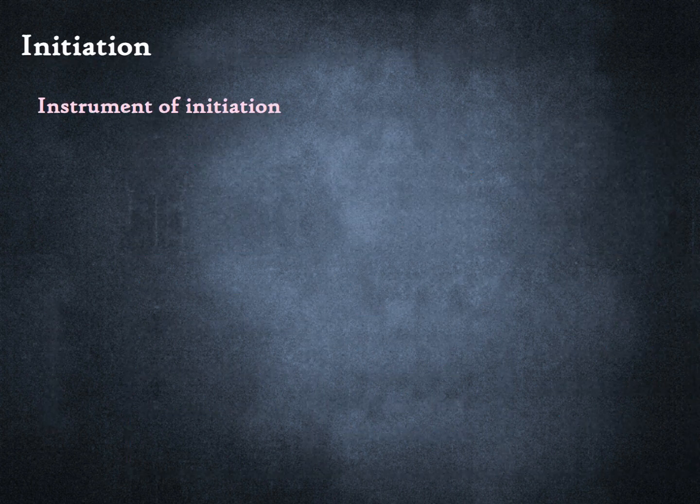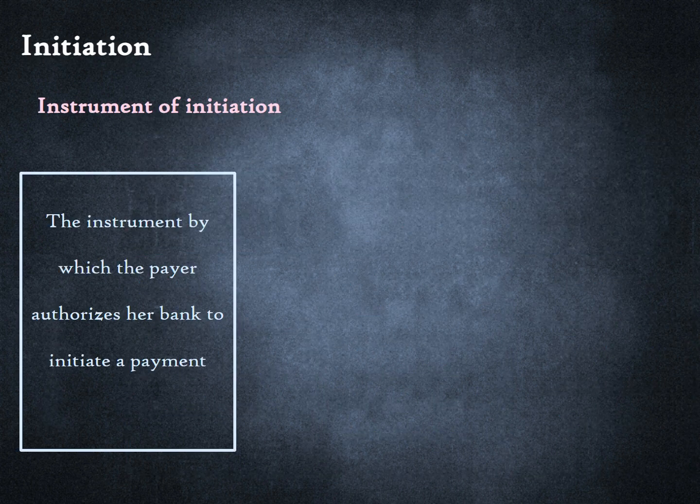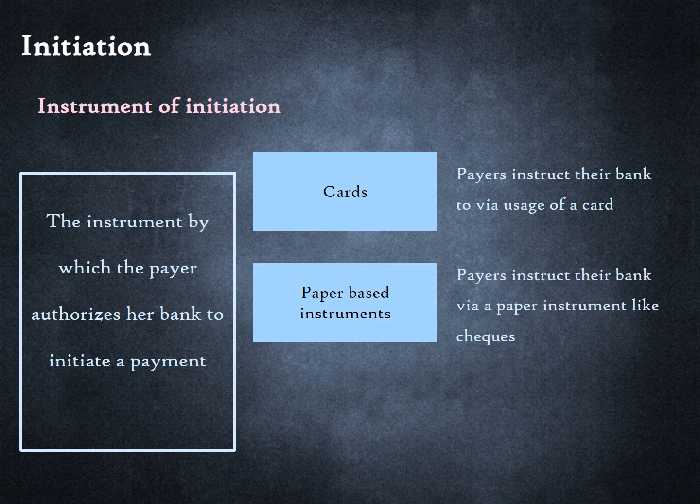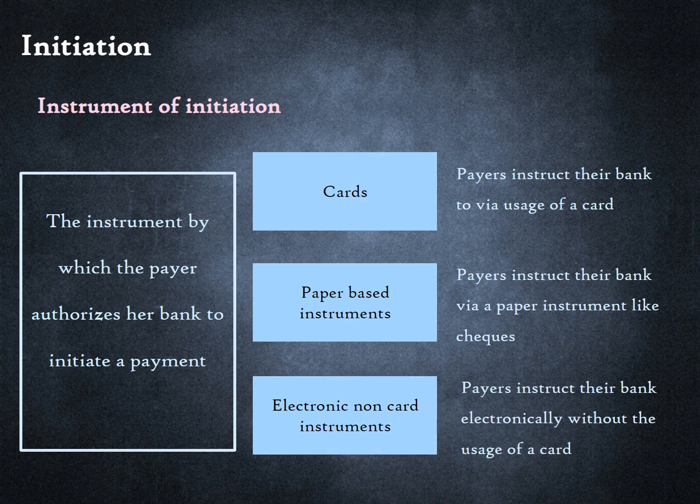The instrument of initiation is the instrument by which the payer instructs her bank to initiate a payment. There are 3 types of instruments. First, cards like credit and debit cards. Second, paper-based forms like checks and money orders. Finally, payments can be initiated electronically without using cards, for example via online banking.